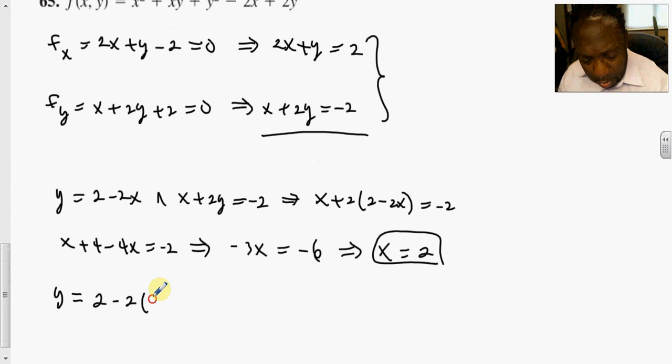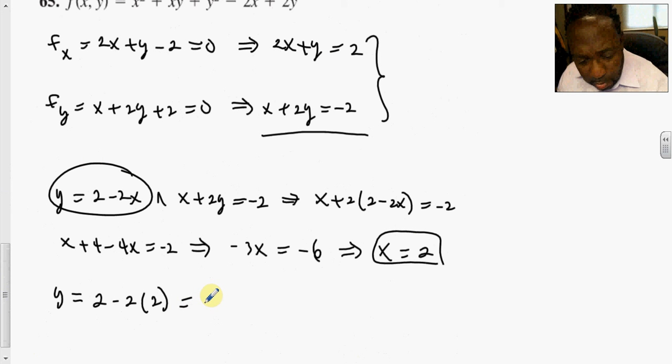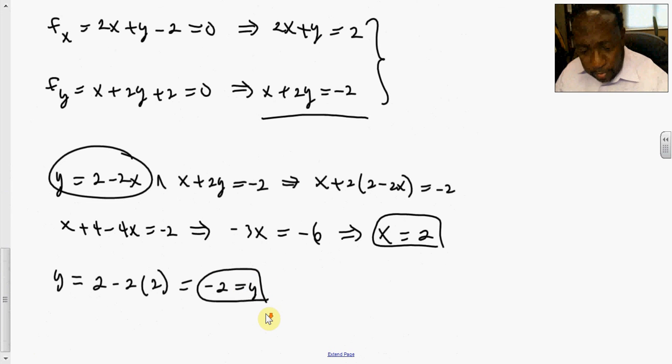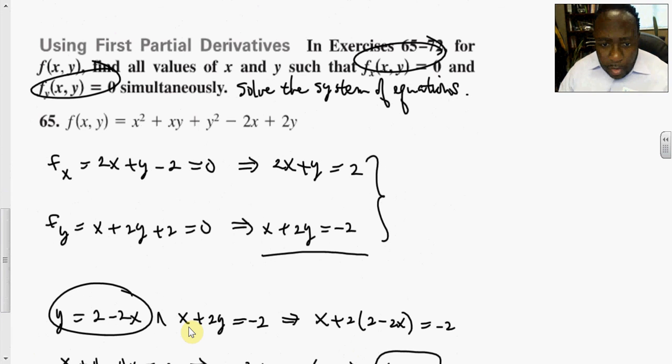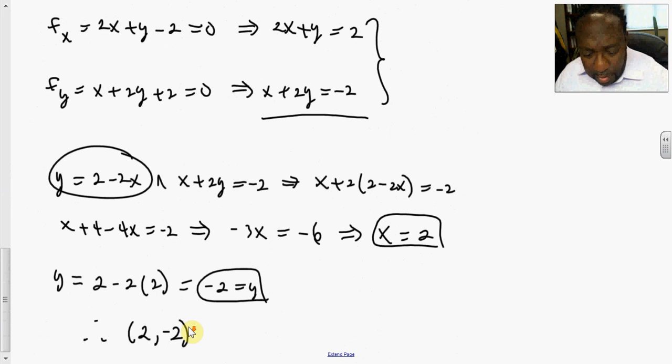2 minus 2 times 2, using that. And so we get negative 2 for y. And so we get x is equal to 2 and y is equal to negative 2. So find all values of x and y. So it's not a point per se. That's it.